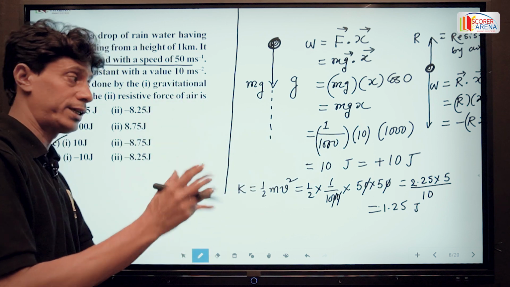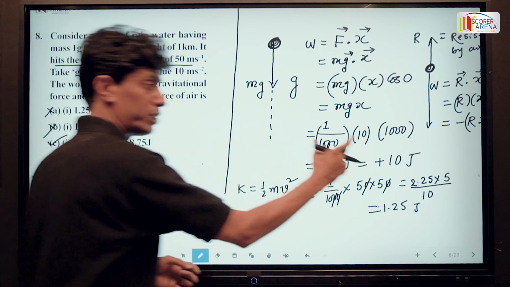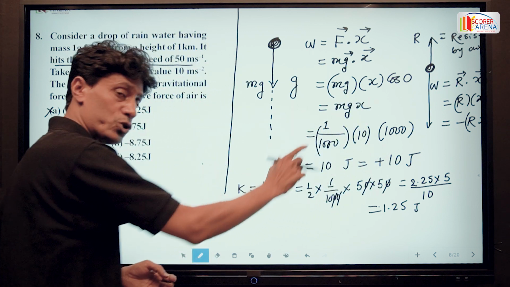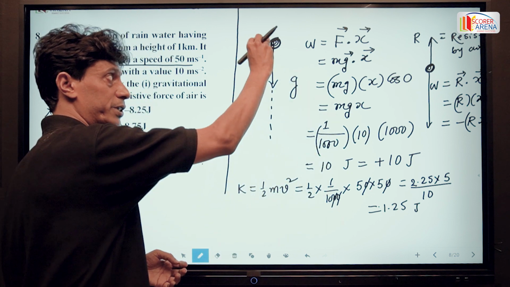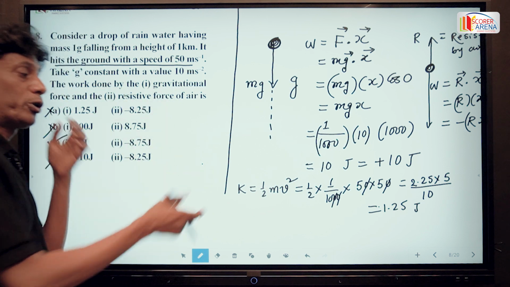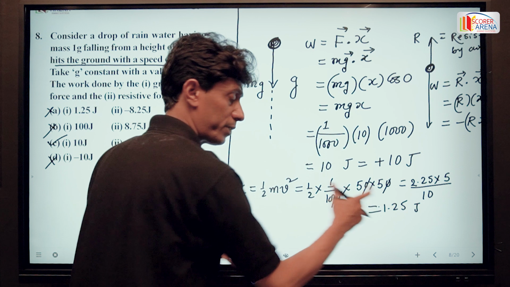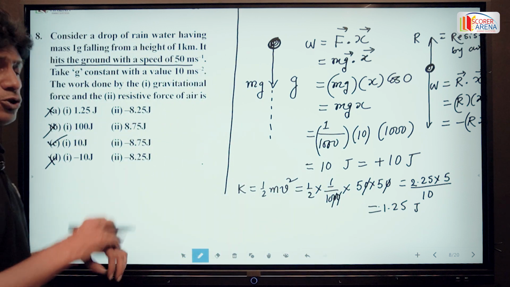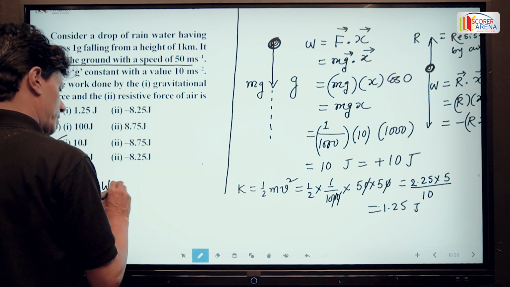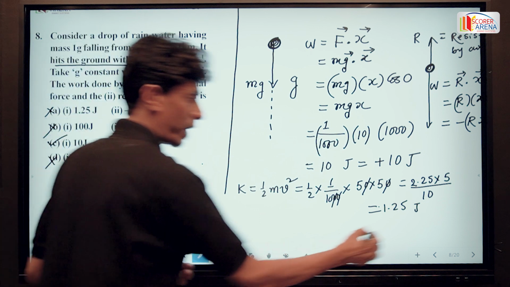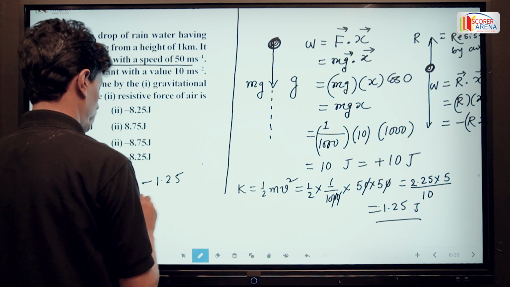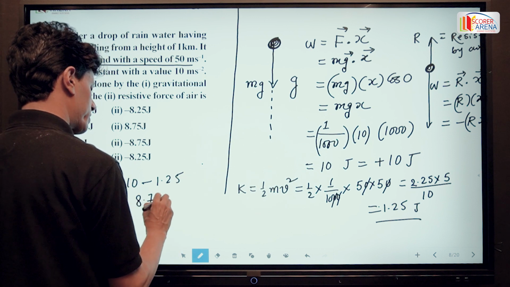It can also be said that 10 joule of energy is lost due to potential energy if this body covered a distance of 1 km under gravity. Out of 10 joule, 1.25 joule of kinetic energy still exists. So therefore, the work done by the air resistance is 10 minus 1.25, so the answer is 8.75 joule.